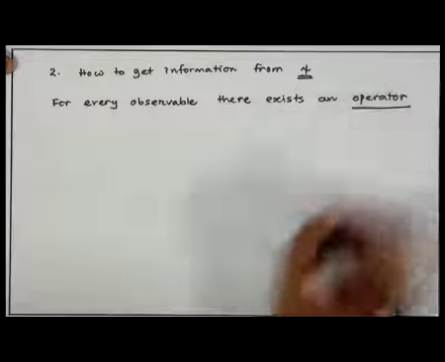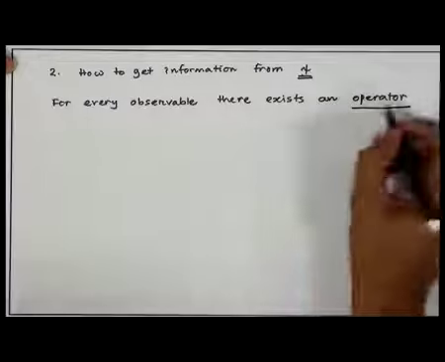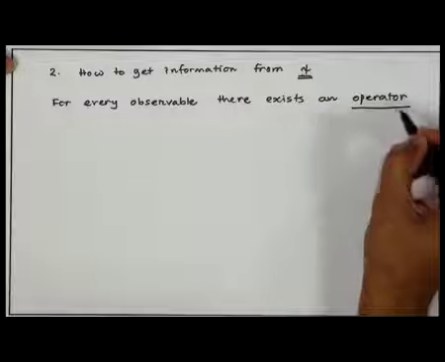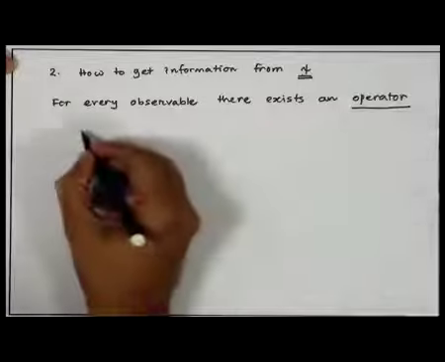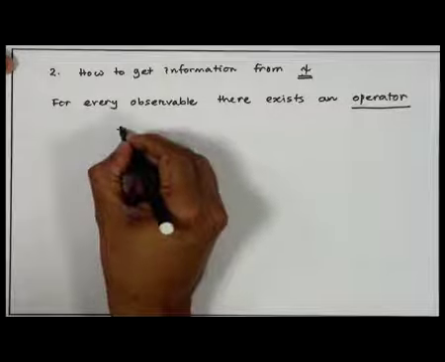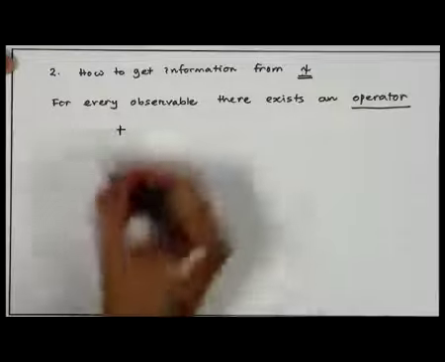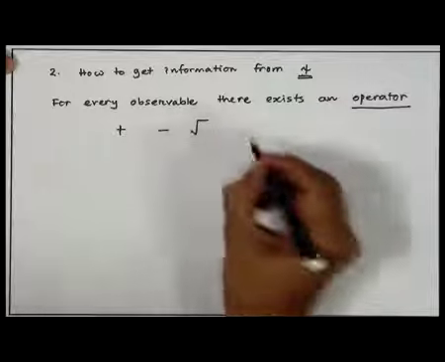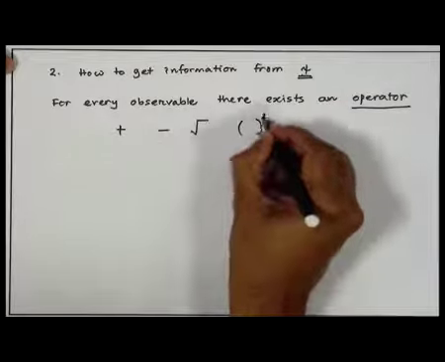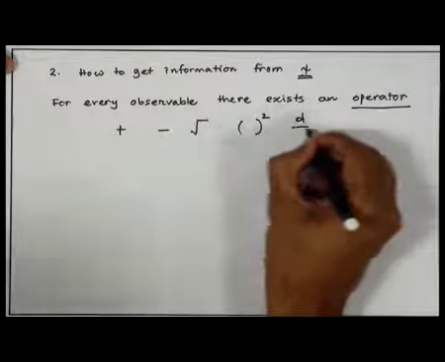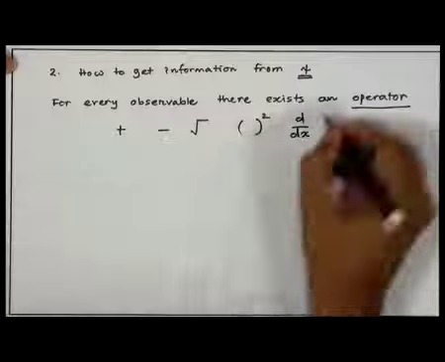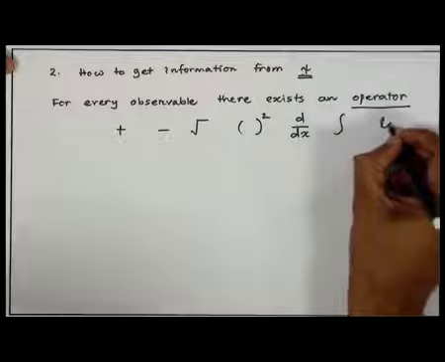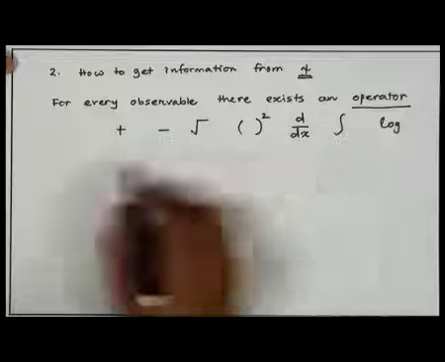So, the second postulate defines that there exists an operator for every observable. What is an operator? An operator can be as simple as an addition operator. It can be a subtraction operator, a square root operator, a square operator, it can even be a differential operator, or an integration, or a logarithmic function. So, these are different operators.